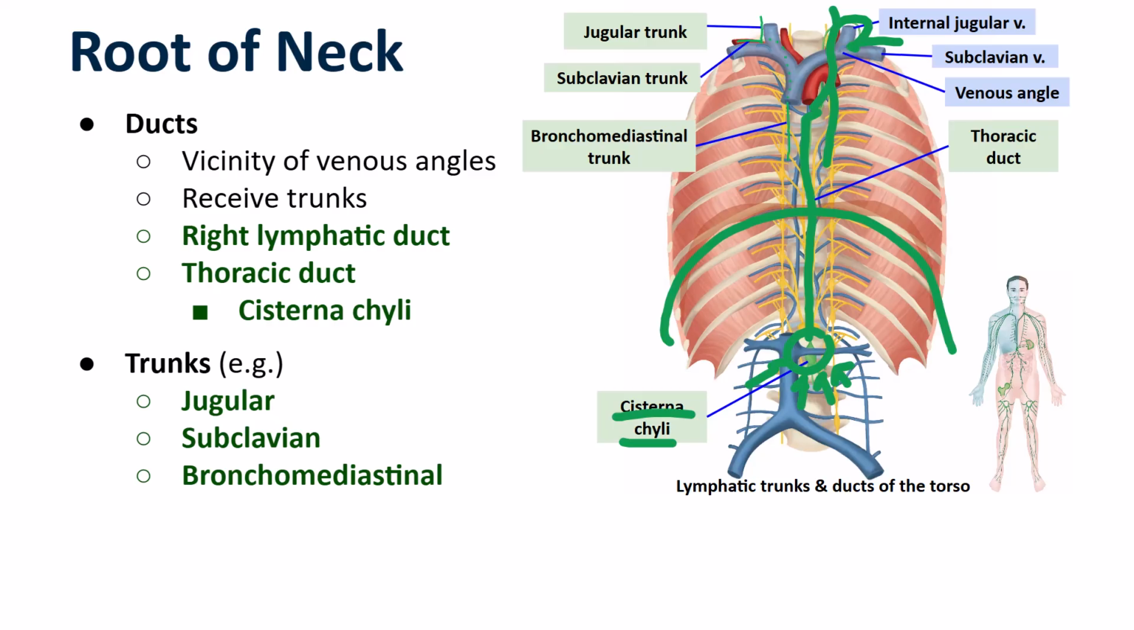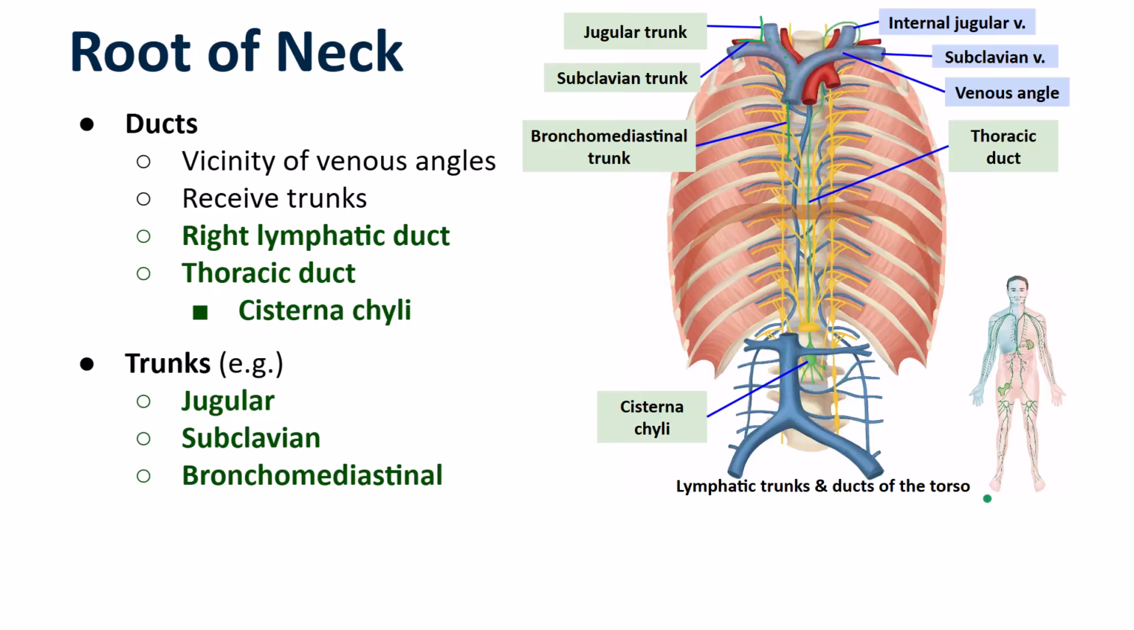Now, the last thing to say about either of these two vessels is that the trunks that feed into the ducts may enter any of those veins independently. We just teach that they coalesce into the ducts, but there's a lot of variation. Veins are variable, and therefore the lymphatic vessels and trunks that receive those vessels are also variable.